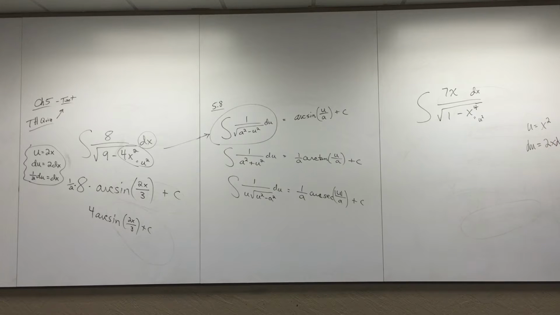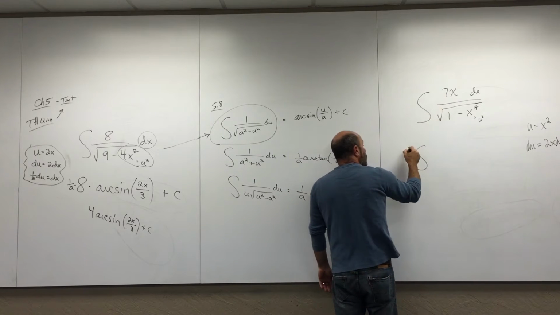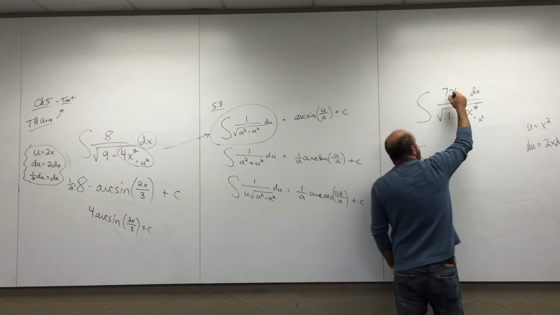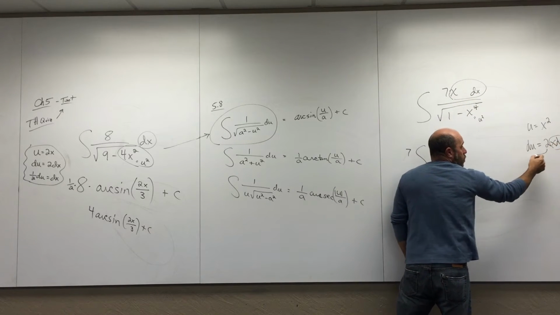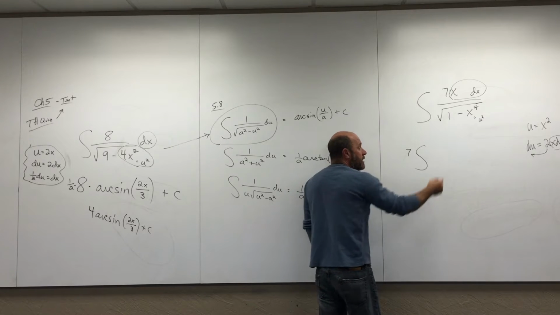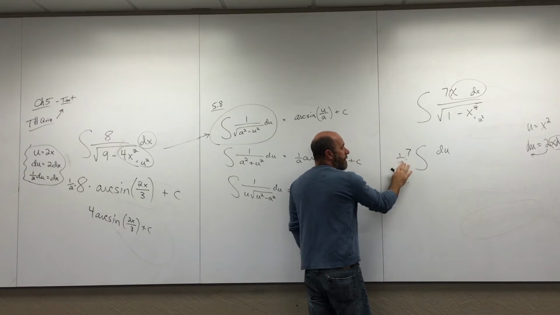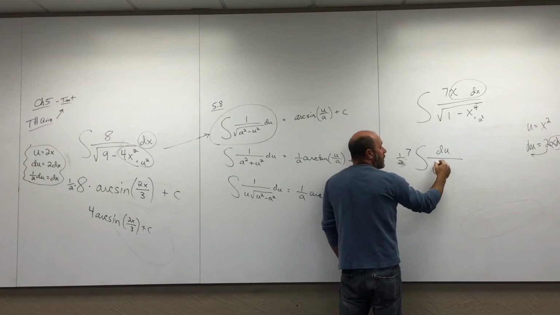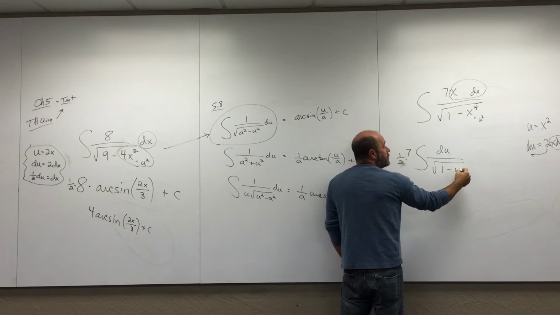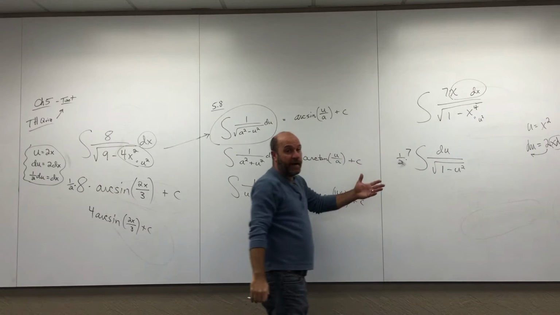And I think I'm headed toward a classic arc sine now. Let me try to work on it. What about the 7? Pull it out front. What about this x dx? What is x dx? One half du. He says it's one half du. All right, I'll put the du up there and I'll put the one half out here. What about my denominator? The square root of 1 minus u squared? Yes. All right.